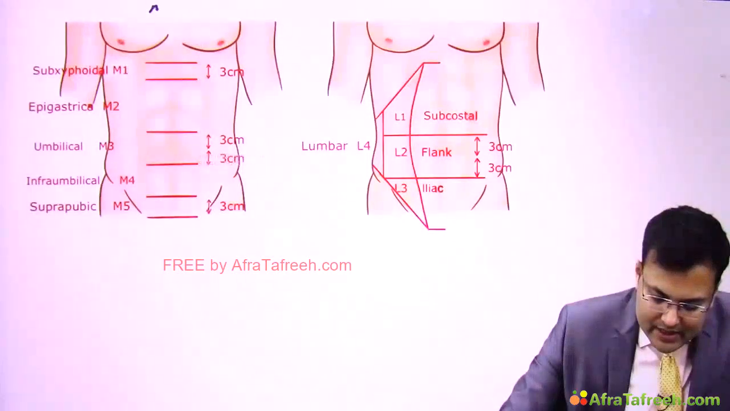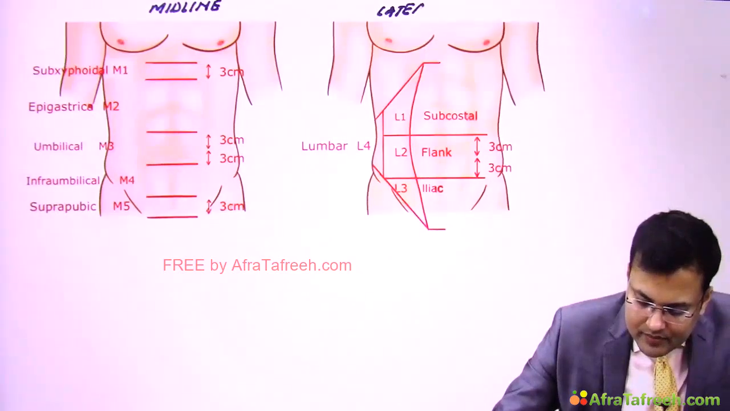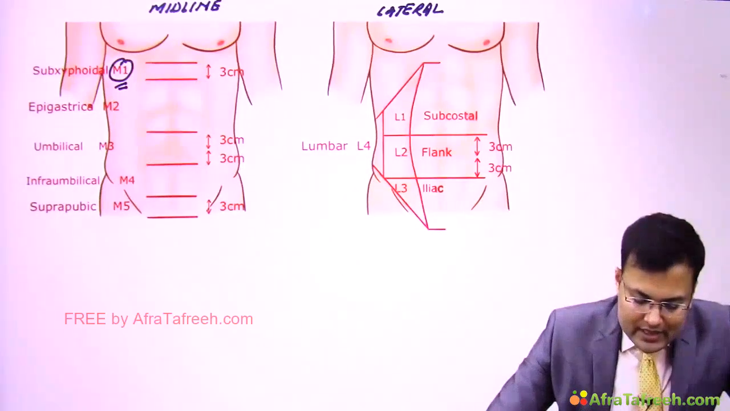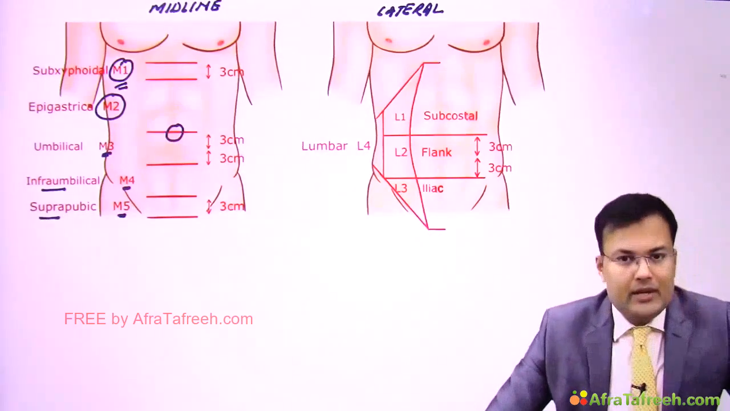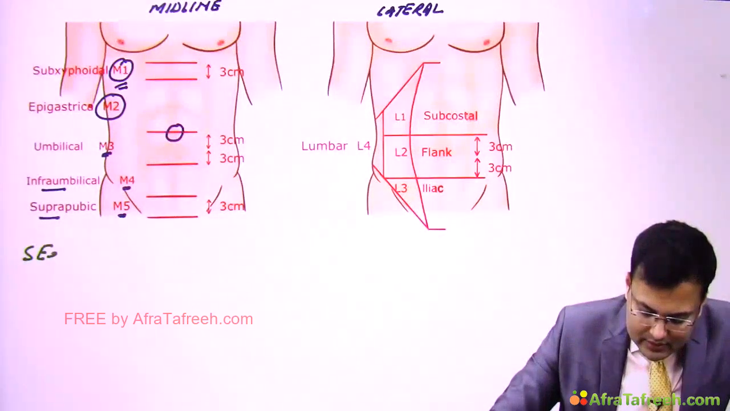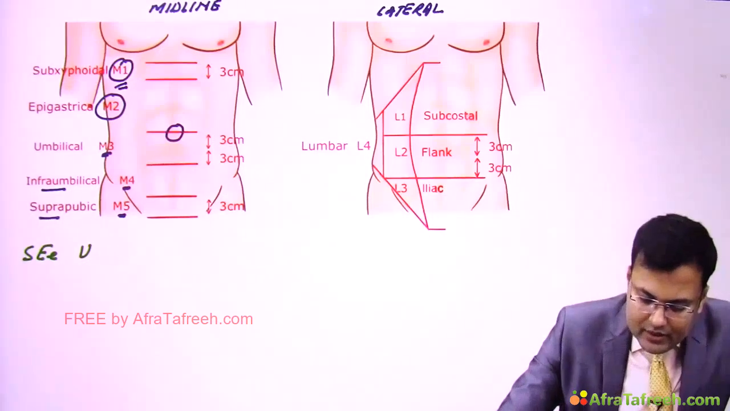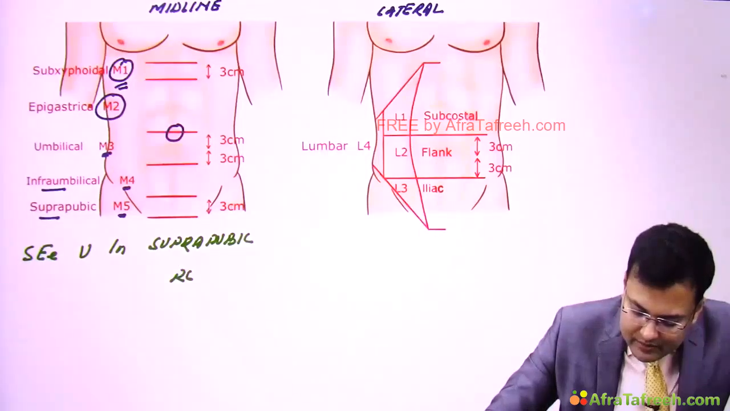Now see the diagrammatic representation. So this is midline and this is lateral. Okay, so what is M1? It is subxiphoidal. M2, that is epigastric. M3 is umbilical. M4 infraumbilical, and M5 this is suprapubic. Okay, so how to remember? The mnemonic is CU in suprapubic region.